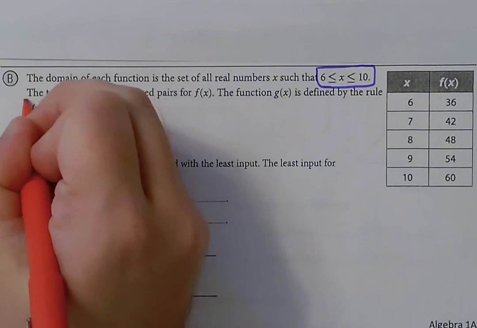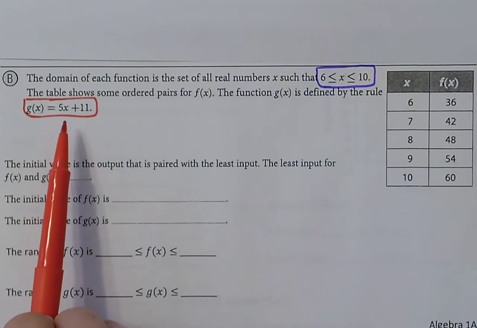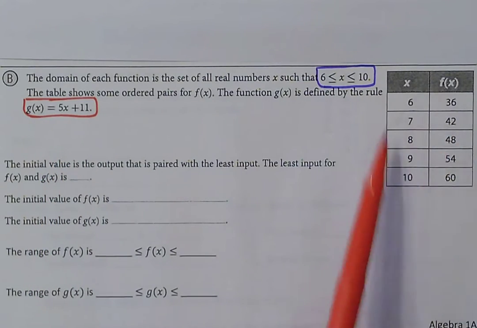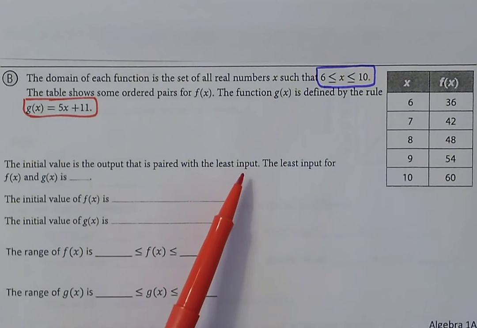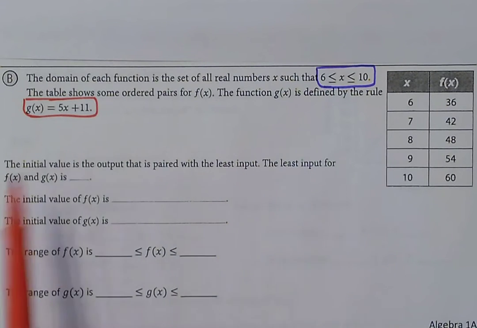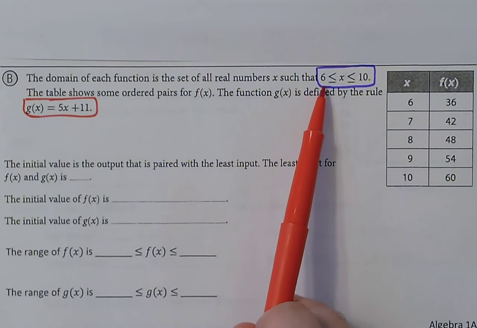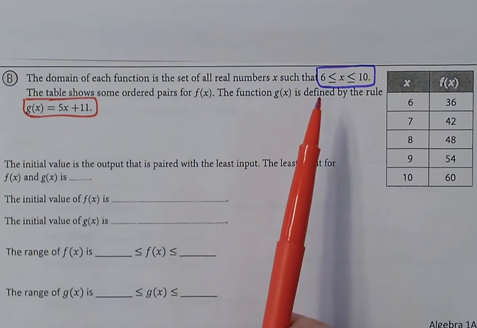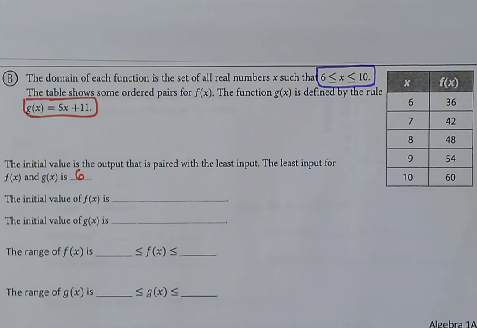g of x equals 5x plus 11. So g of x is this 5x plus 11. F of x is the table. Now, the initial value is the output that is paired with the least input. The least input for f of x and g of x, if we look at our domain, the smallest number in this case is 6. So my least input is going to be 6.